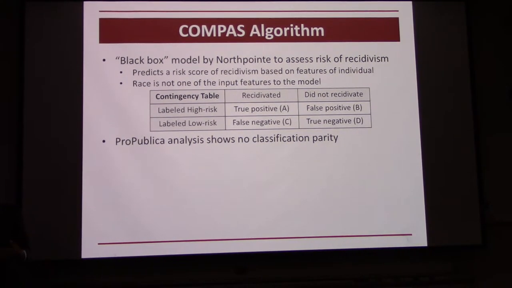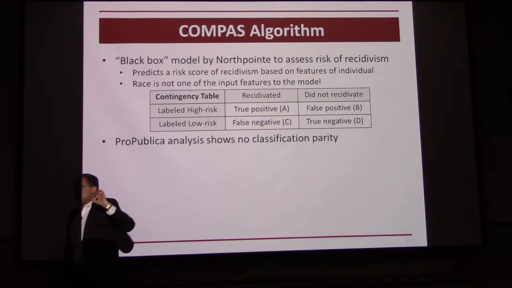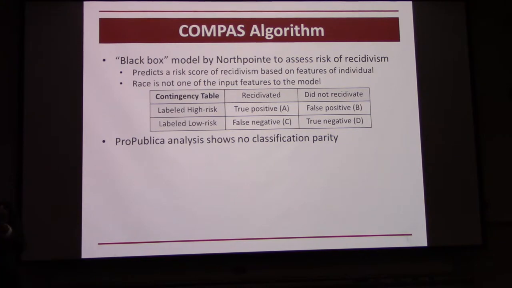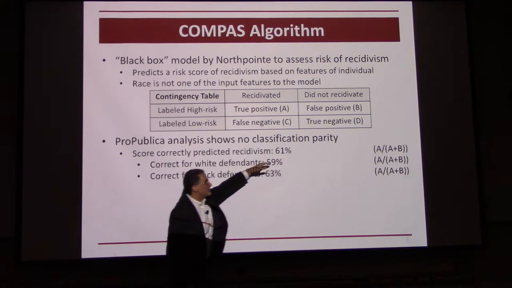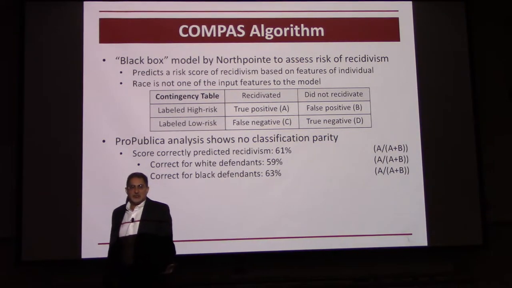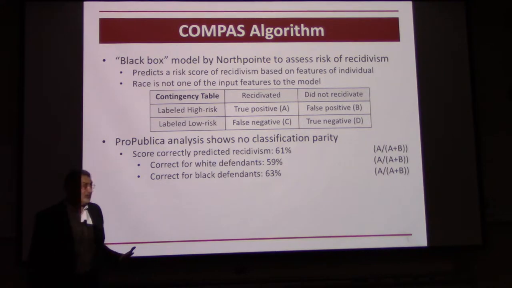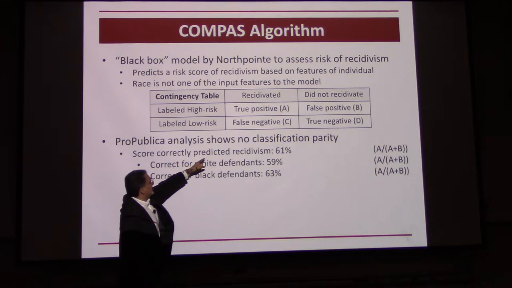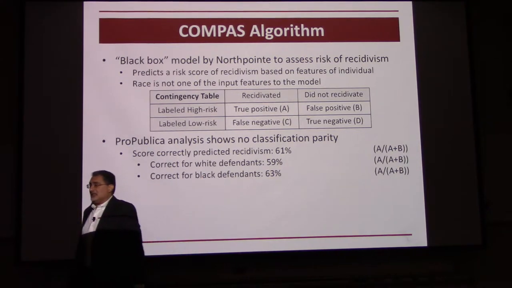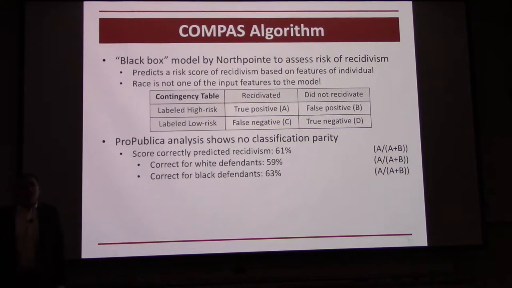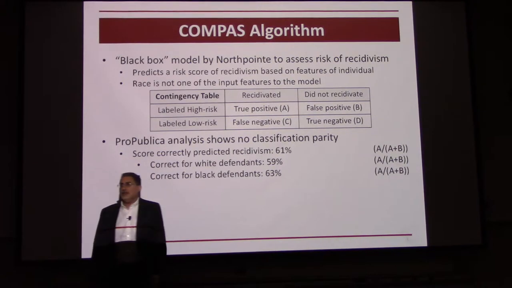So ProPublica, which is actually a journalistic organization, did an analysis and showed that there's not actually classification parity if you look at the way errors were made. So interestingly enough, on average, this algorithm is 61% correct, which seems reasonable until you think that it's a 50-50 decision, so 61% really isn't that good. Okay. But it correctly classified white defendants 59% of the time and black defendants 63% of the time. So you would say, well, that's interesting. It's actually more accurate for the black defendants than the white defendants.